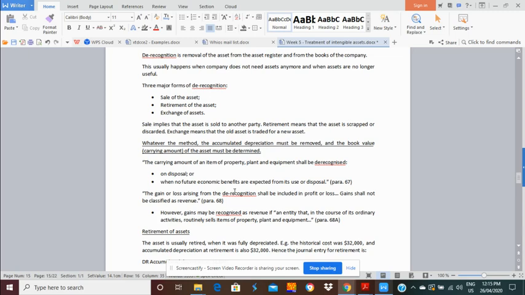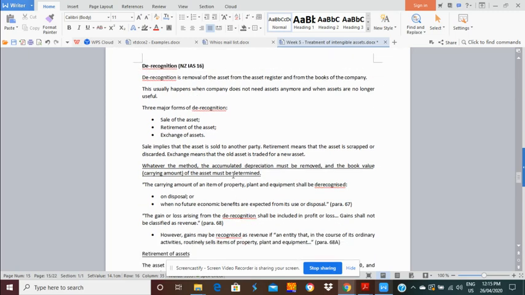Hello everyone. Let's talk about disposal and the recognition of assets. Suppose you held assets for some time and you depreciated them and now you want to remove them from the asset register. So you can have three options. Sell the asset or retire the asset while it is fully depreciated or not yet fully depreciated, or you can exchange assets, old asset against new asset.